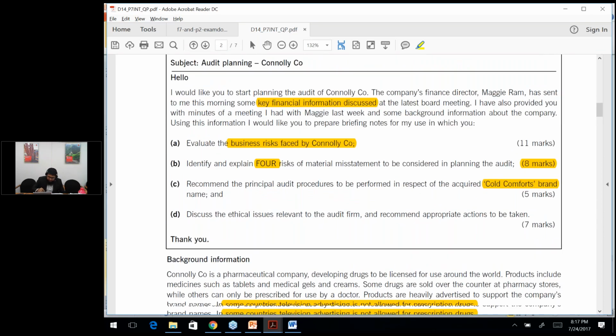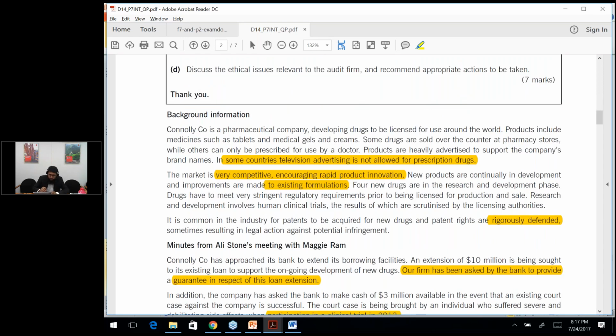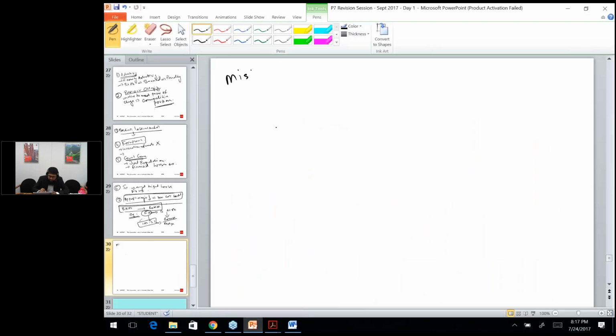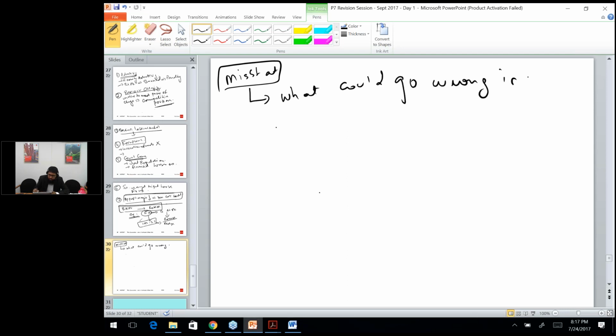You see, when it says material misstatement, I told you that the misstatement is that the financial statements will not be in accordance with IFRS, will not be in accordance with the accounting framework. So whenever we have to identify the misstatement, we have to think what could go wrong in the financial statements. Whenever the question's requirement says identify the risk of material misstatement, you need to think what could go wrong with the financial statements. You need to think that.